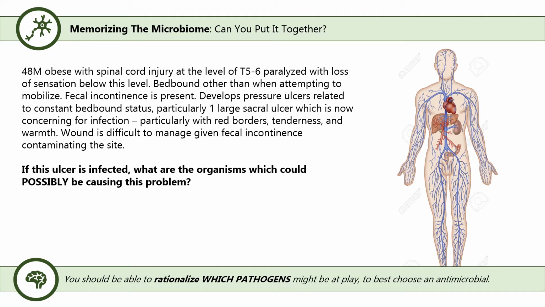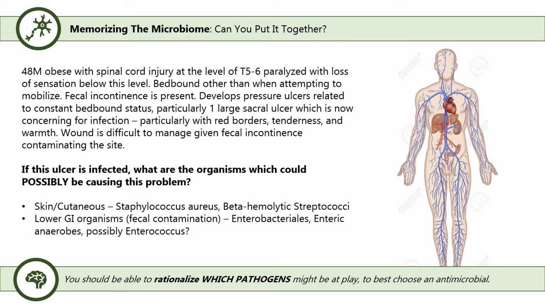So the question that we have to ask, and you should ask yourself, is if this is infected indeed, what organisms would you expect to be possibly causing this problem? I think to myself first, which organisms are commonly on the skin? So of course, Staphylococcus aureus, Streptococcus dominant, but given the specifics in this history, I have to think that there could be fecal contamination of this site, which would make me think of enteric or colonic microbiota like Enterobacterales, anaerobes, and even maybe Enterococcus. With practice, you should always be rationalizing which pathogens might be at play in any infectious diseases to best think about how to choose an antibiotic.